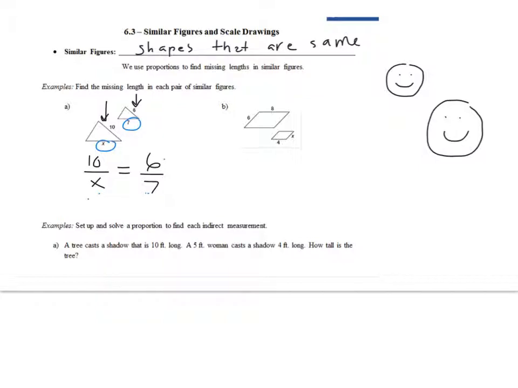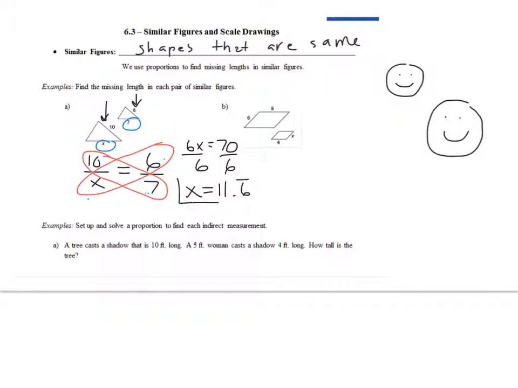So to solve this, we know that the cross products are equal from last section. So this means that 6x has to equal 7 times 10, which is 70. So you divide both sides by 6. So 70 divided by 6 is 11.6 repeating. So I'm going to do 11.6 and put a repeating symbol. And there are no units like centimeters or feet or inches, so I'm just going to leave it like that.